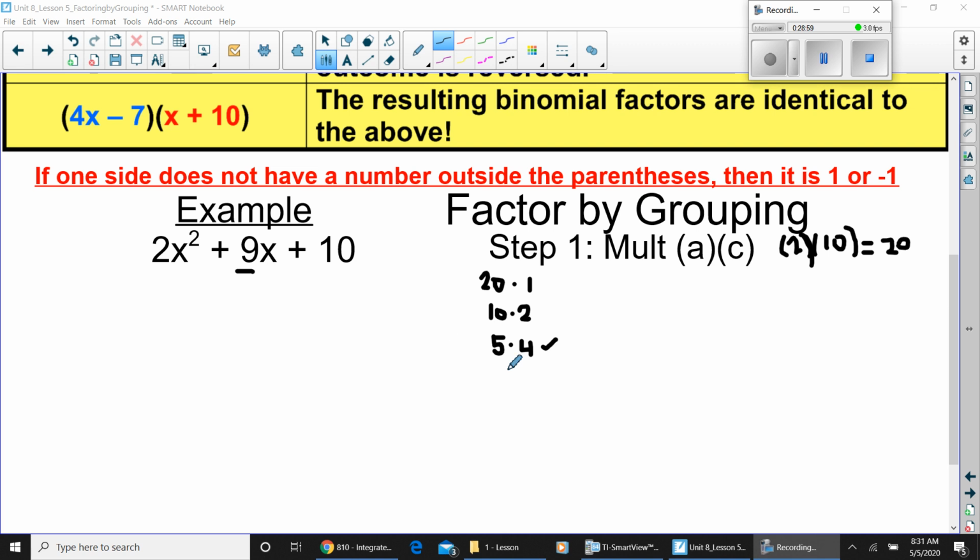So as soon as you have your factors, now I'm going to go back here and I'm going to go to, all right, so now 2x squared. I'm going to bring that down. Remember? Now, see this 9x? I'm going to put this plus 5x. I'm going to split that 9x up. I have my two factors. Plus 4x.